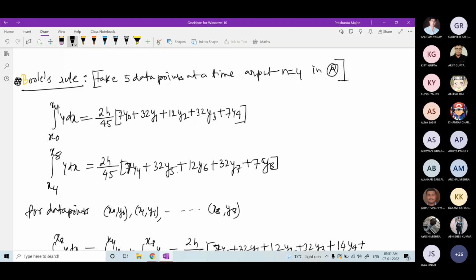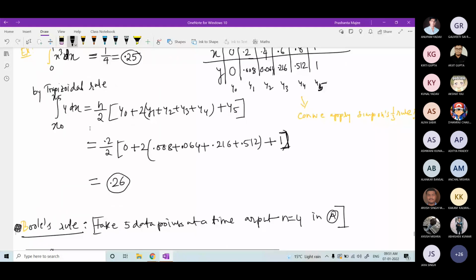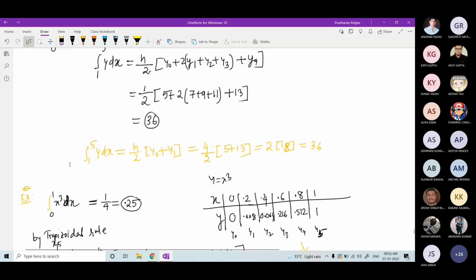But anyway, we will not be doing numerical integration for polynomials because they are very easy to handle. We will be doing it directly. But theoretically it is true. If you apply Boole's rule, you will get exact answer up to 4th degree polynomial. In Simpson's 1/3 rule, you will get exact answer up to 2nd degree polynomial. In Simpson's 3/8 rule, up to 3rd degree polynomial.